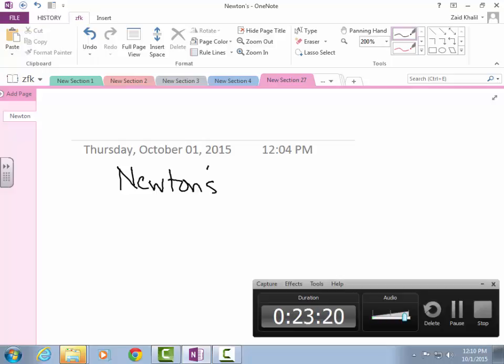So, just to give you an idea of what you would do, take this. I take an inclined plane. I have a cart going down it. The inclined plane is nailed into the desk. The desk is nailed to the floor. The floor is securely put on the earth.